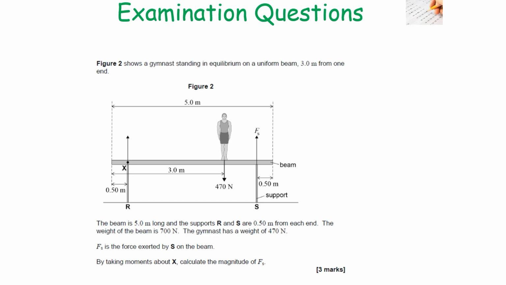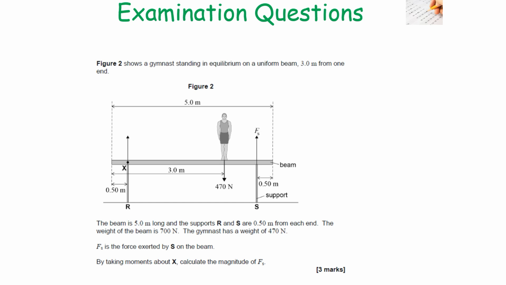So we can work out the moment from our gymnast: it's going to be 470 times 2.5, and that's acting clockwise. The other thing acting clockwise is the moment produced by the weight of the beam. We know the weight of the beam is 700 newtons, and its distance from X is going to be 2 meters. We know that because the weight is assumed to act directly in the middle of the object, so 2.5 meters from the end, and because the total is 5 meters, from X it's 2 meters away.